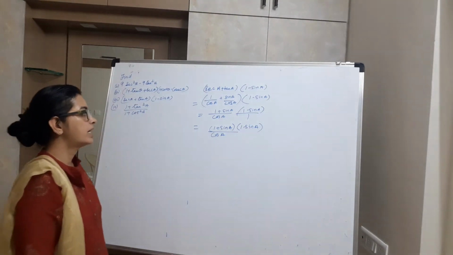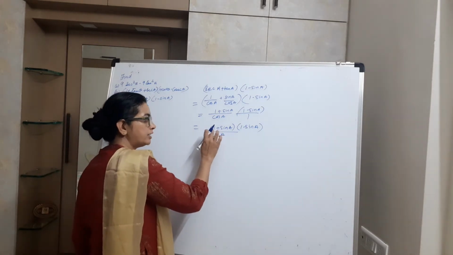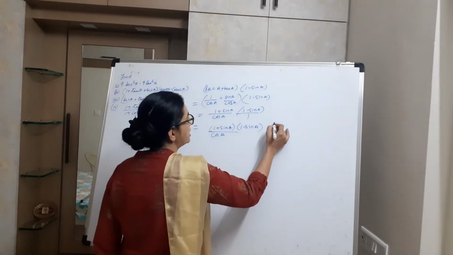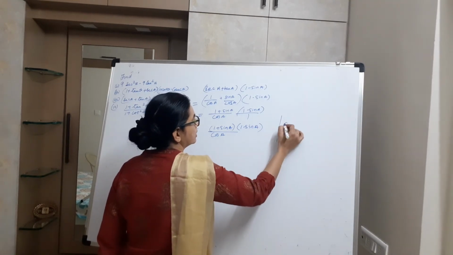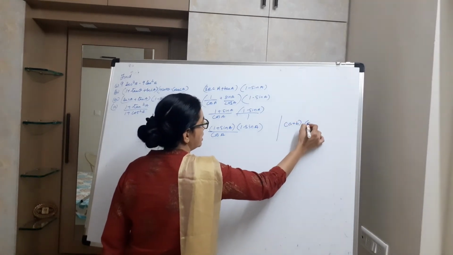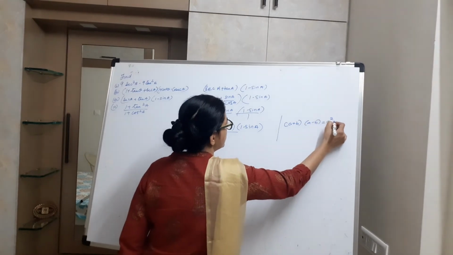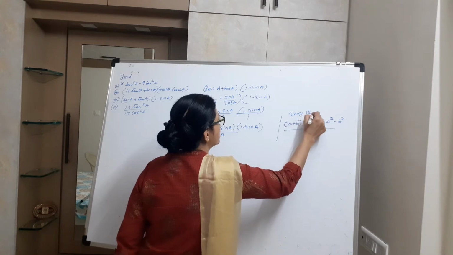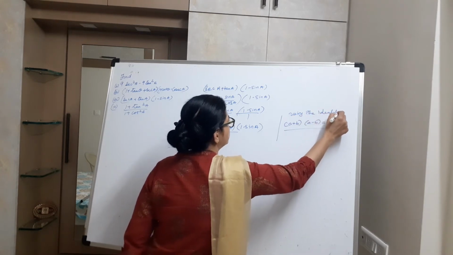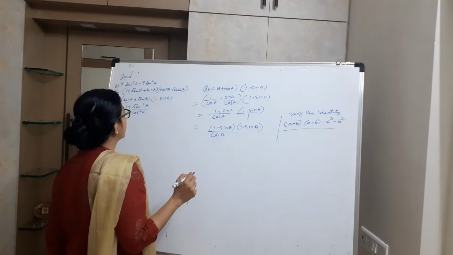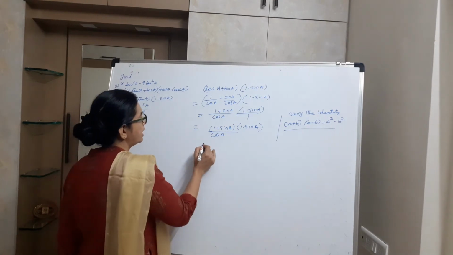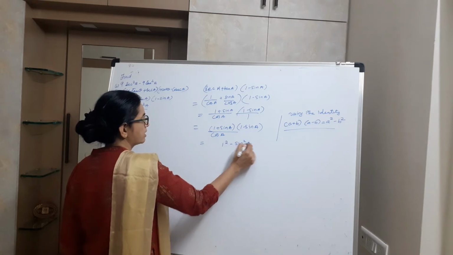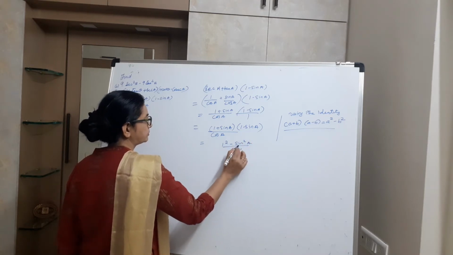Now here you have to use the algebraic identity, A plus B, A minus B. So what would it be? A plus B, A minus B is equal to A squared minus B squared. Using this identity, what shall we get? 1 squared minus sin squared A upon cos A.